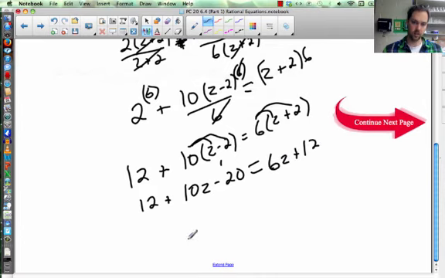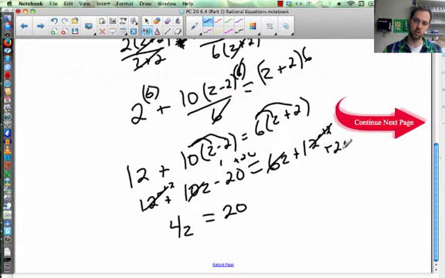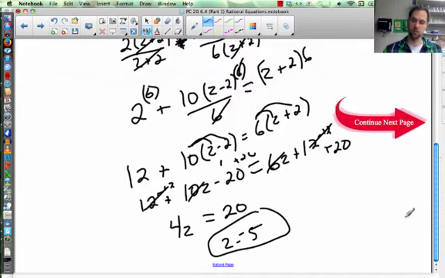Now let's get all the z's to one side. So subtract 6z from both sides and we get 4z. And then we're going to subtract 12. So the z's are taken care of. And then we're going to subtract 12 and we're going to add 20. So 4z equals 20 because the 12's are gone and you're left with plus 20, and z equals 5. And you're done.